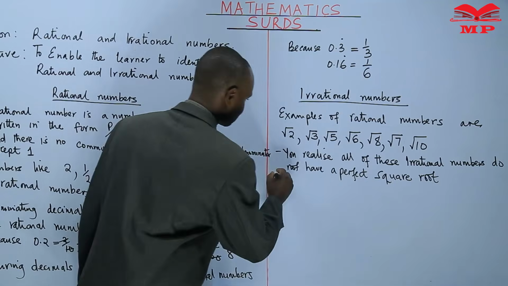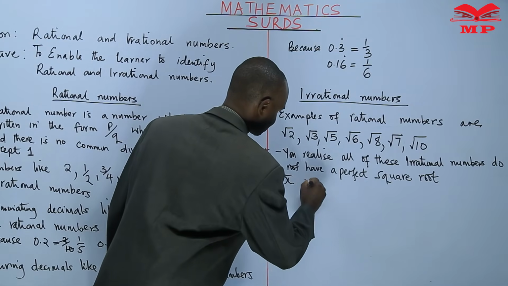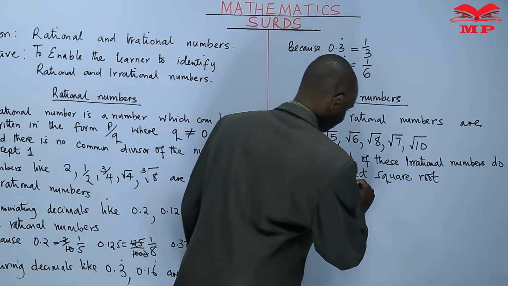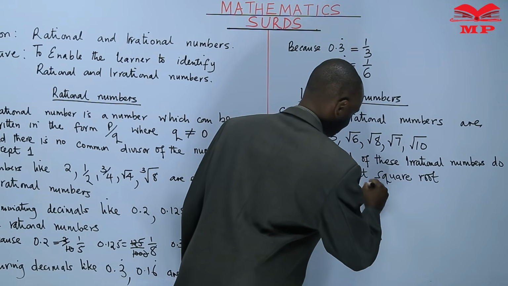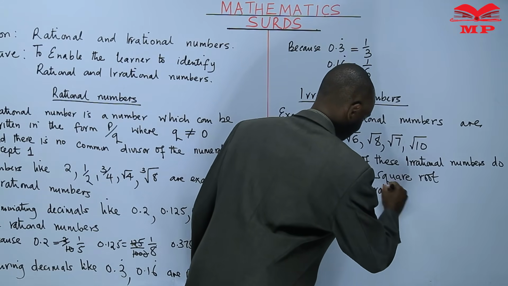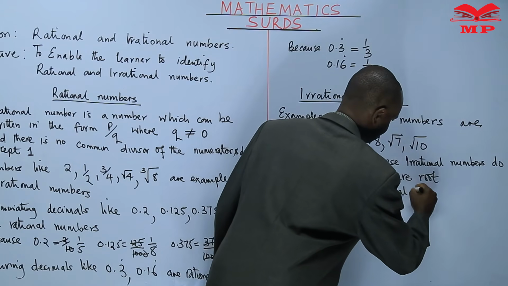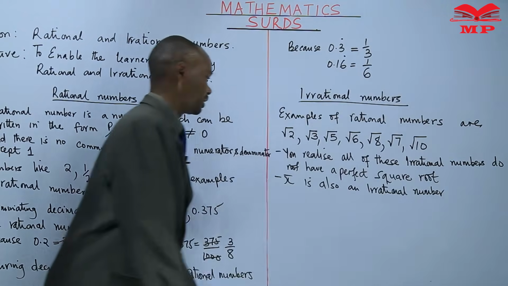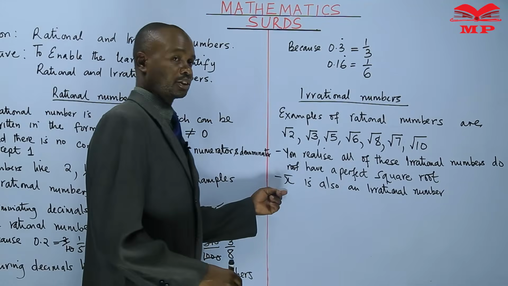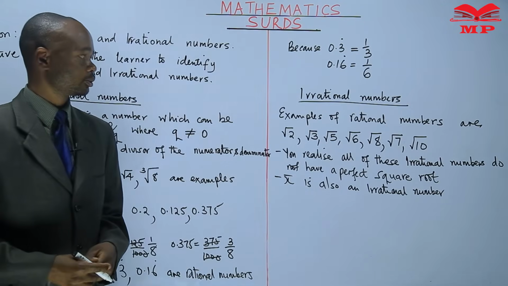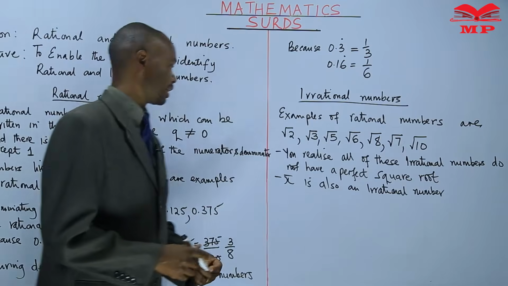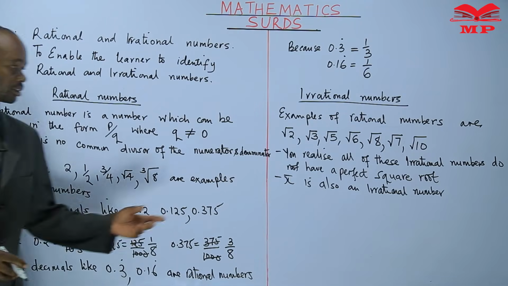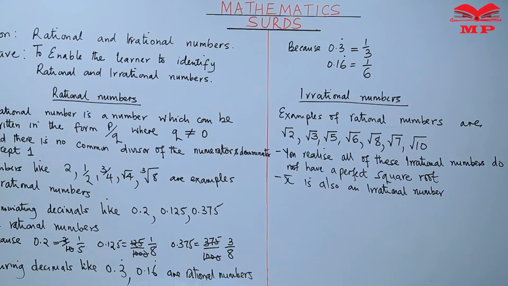You are also told pi is an irrational number. When you express it, it is 3.142. It doesn't occur in the recurring decimals.